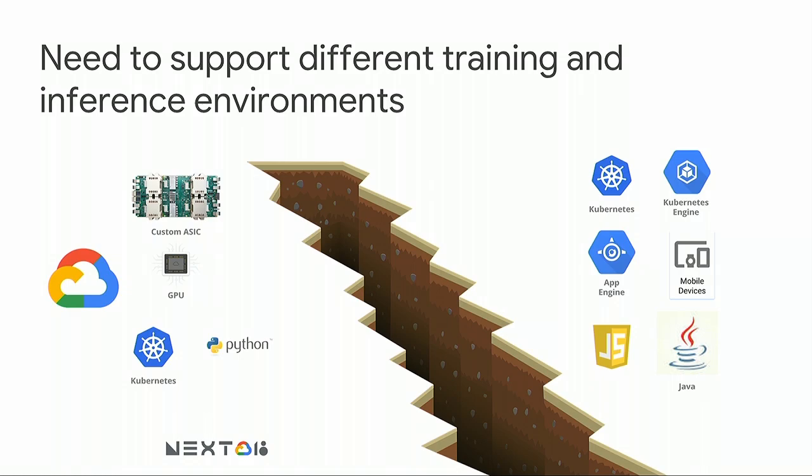The fact that training happens on all these kinds of environments, then you go over to the inference side. Where do people do inference? Where do they run predictions? Well, they may run predictions in Kubernetes. They may run it on GKE with Kubernetes Engine. They may run it as part of a web application. They may run it in mobile devices. They might run it on JavaScript.